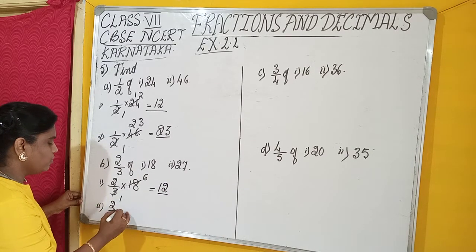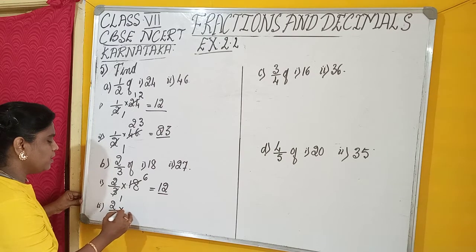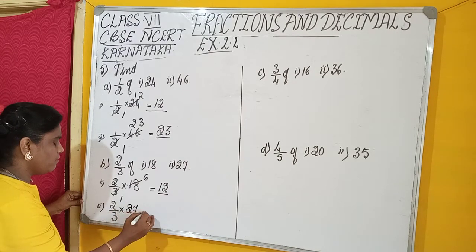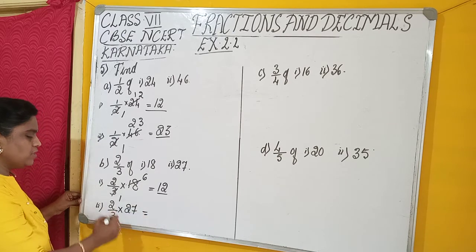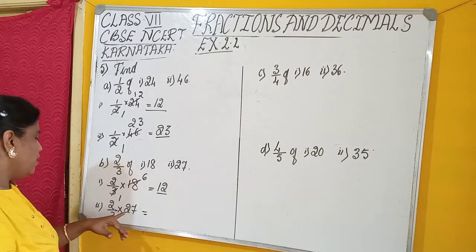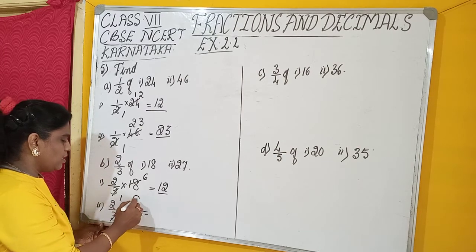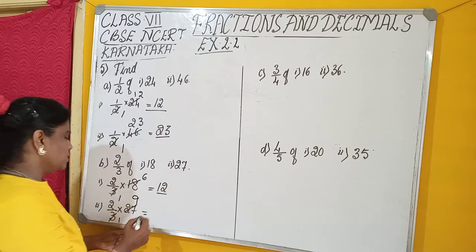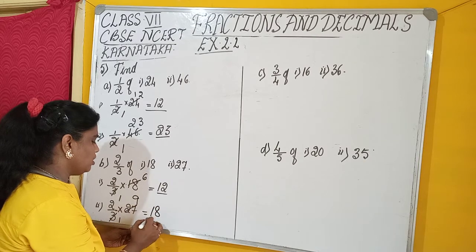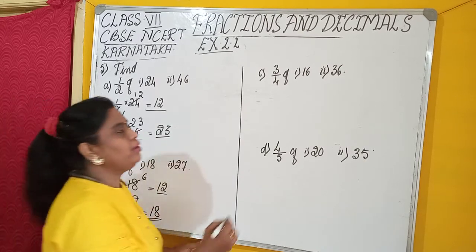2/3 of means multiplication, 27. We have to simplify this. For that, divide 27 by 3. That is 3 ones are 3, 3 nines are 27. 9 into 2, 9 twos are 18. Okay, students. So the following.